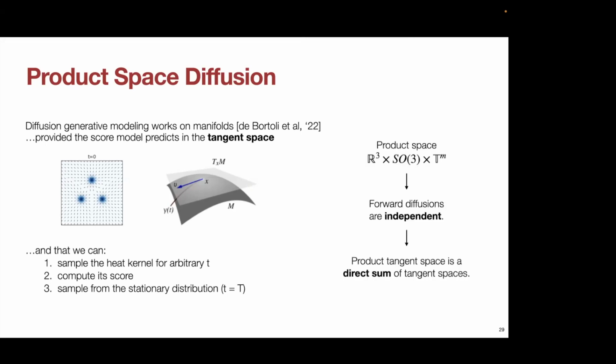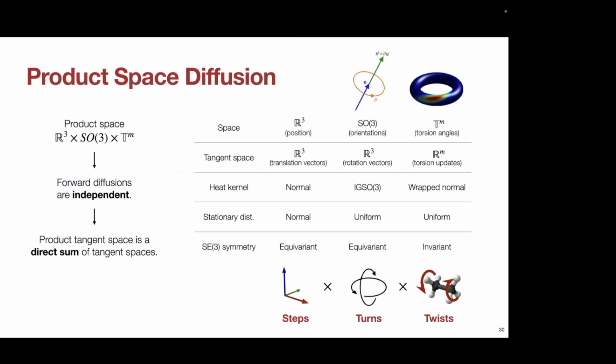Now, we can do this for each of the elements of the product space, and so we can do so for the direct product of the manifolds as well. So here, let's take a look at that in a little bit more detail. So going from left to right, the first element of our product space is the positional degree of freedom. The tangent space there is just the translation vectors. The heat kernel and the stationary distribution are both normal.